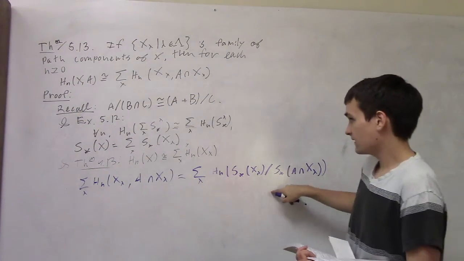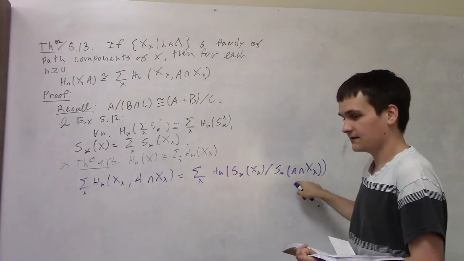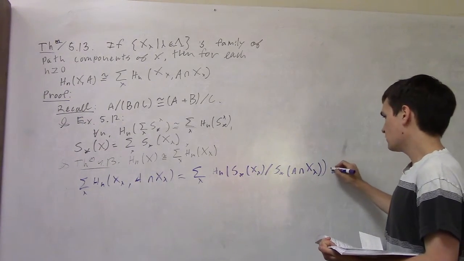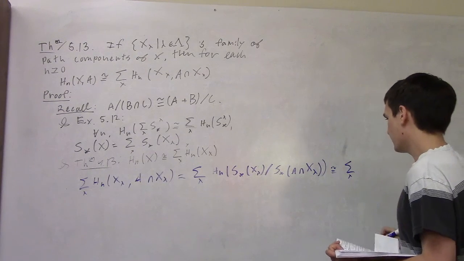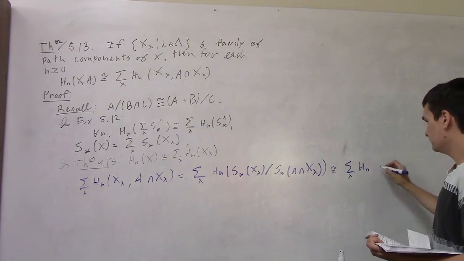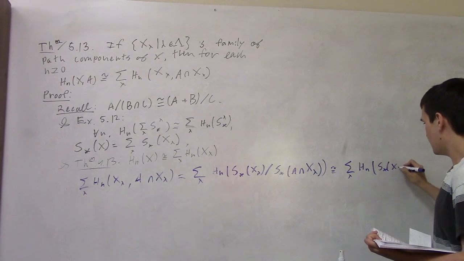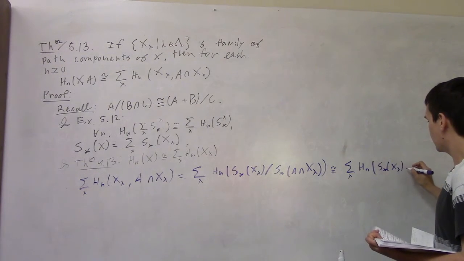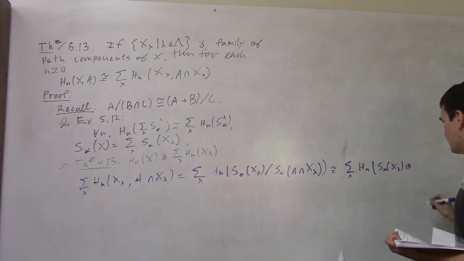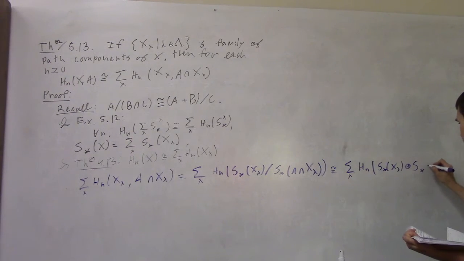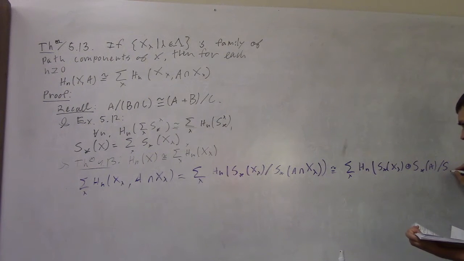Using the second isomorphism theorem for chain complexes, termwise here, this is isomorphic to the sum over lambda of Hn of, I guess, X sub lambda direct sum A mod X sub lambda, right?